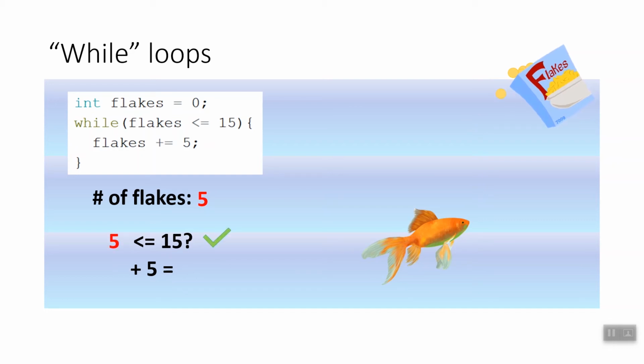Is 5 less than 15? Yep, still good. So we give Sandy another 5 flakes. Now flakes is 10. Is 10 less than or equal to 15? Yep, so Sandy gets 5 more flakes. Now flakes is 15. Is 15 less than or equal to 15? Still yes, so Sandy eats 5 more. But now flakes is 20. And is 20 less than or equal to 15? Nope, so we exit the loop. And Sandy does not eat the next 5 flakes.